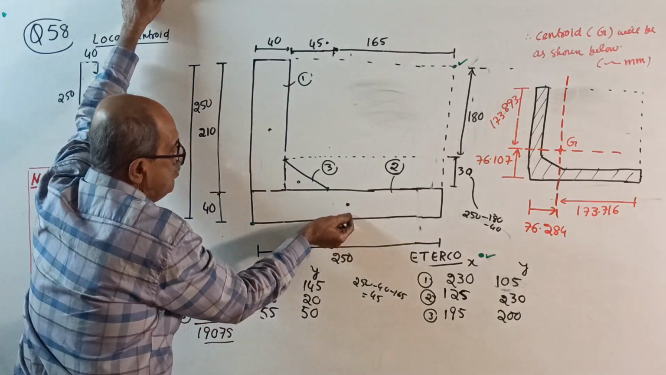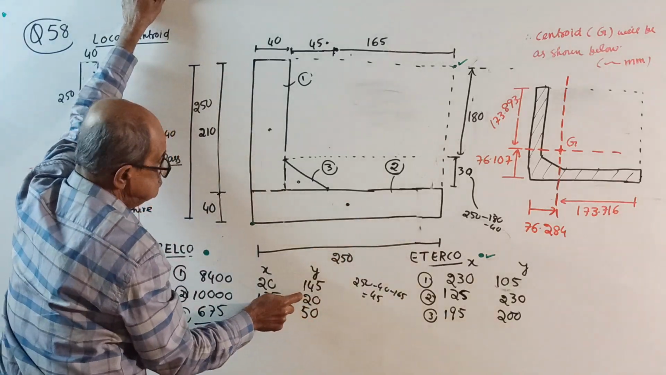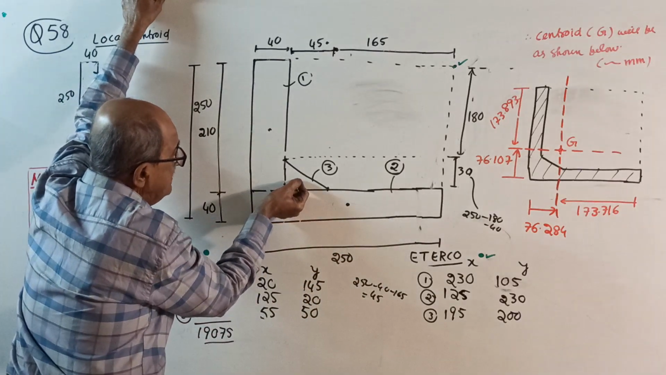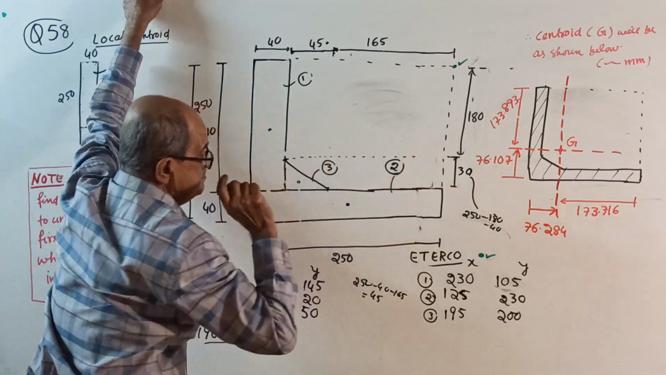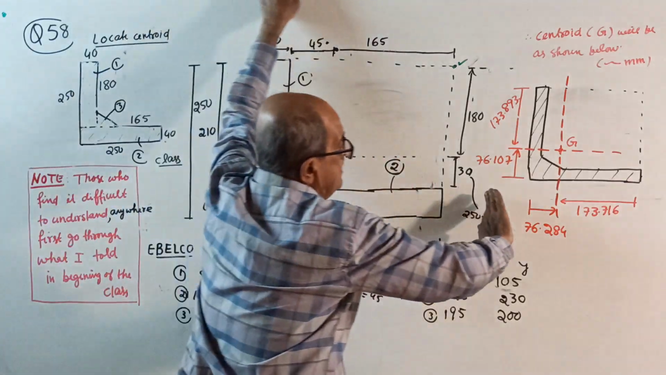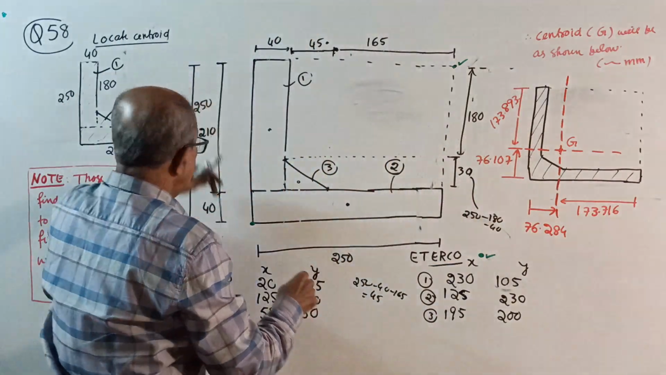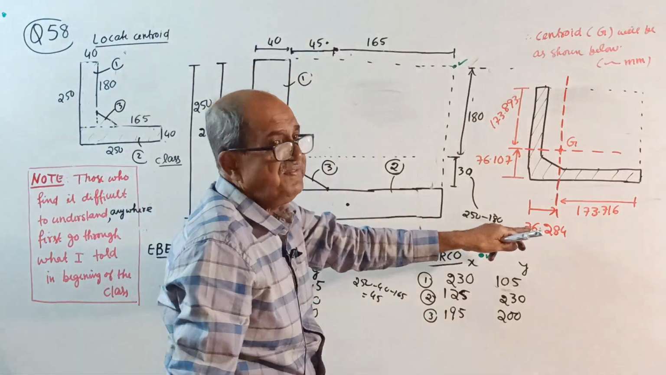2. 40 by 2. 3. 40 plus 1 by 3 of 30. You will get X bar, you will get Y bar. X bar you got how much?